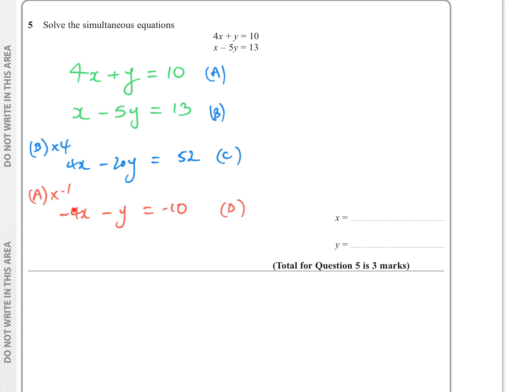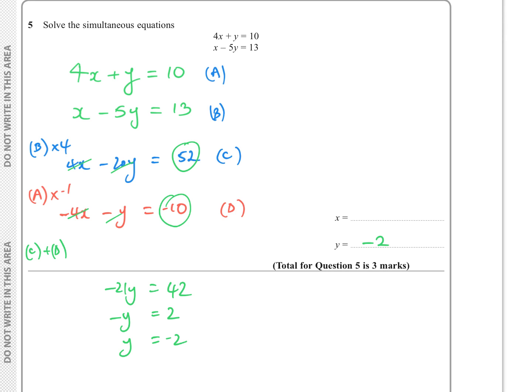And the nice thing about these two now is I can add C and D together, and I'm going to have no x's, minus 21y, because I'm just adding them. So I've got minus 20y and minus 1 more, which is minus 21 of them all together. Then I've got 52 and minus 10, which gives me 42. Then I can divide both sides by 21. And if minus y is 2, that means y must be -2, or just times both sides by -1. So that was nice and easy.